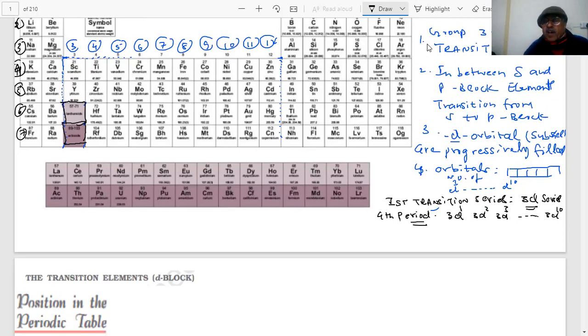The first transition series starts from which element, students? A question can be asked in the paper quiz with four choices, so you have to be careful. Tell me which element is the first element in the 3d series. Scandium. We have to know all this now because you are going for a CBSE paper.